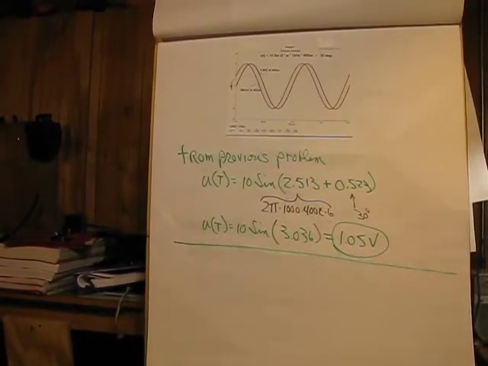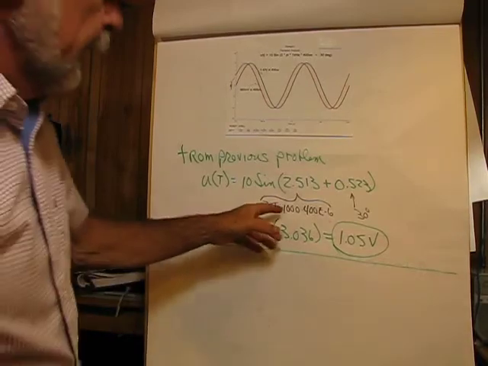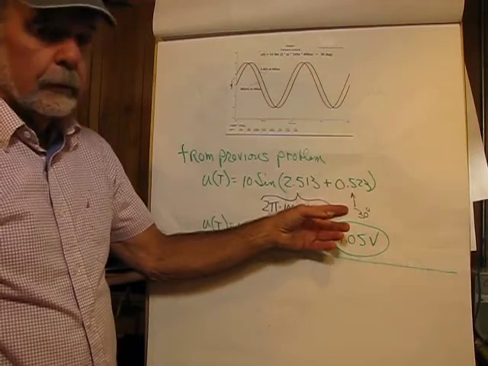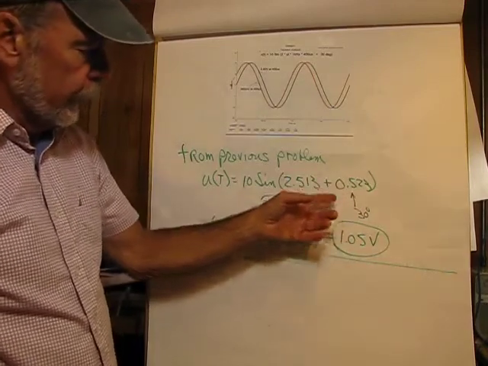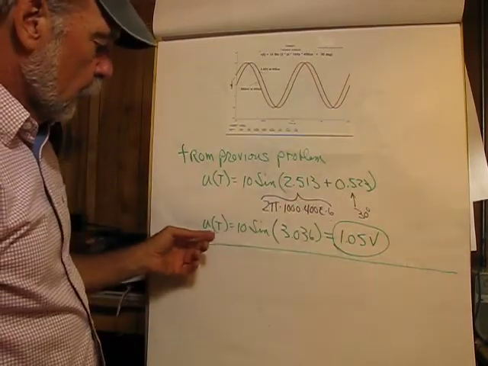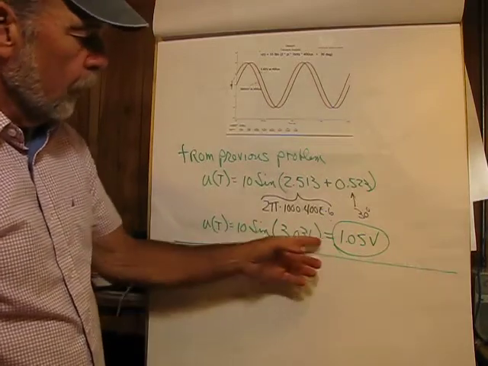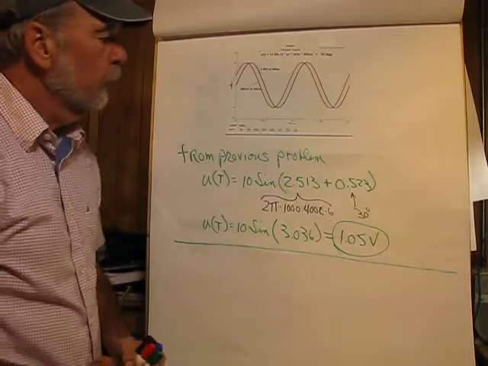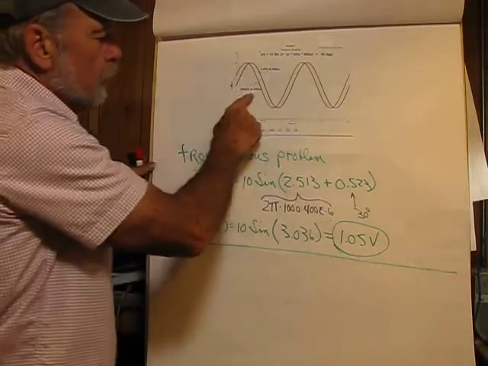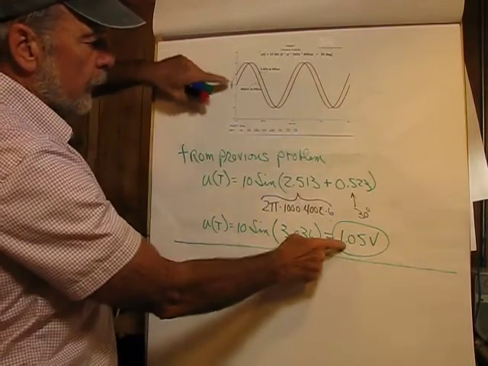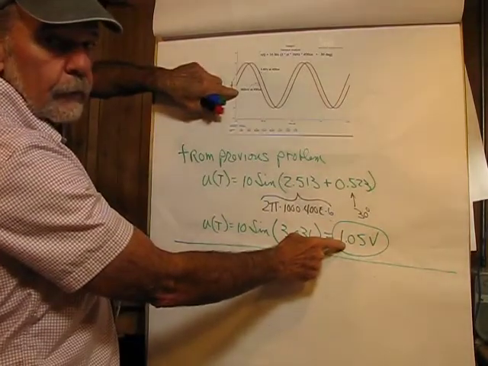So from the previous problem, we had our 2 pi ft sitting here. Now we're going to add in our offset. 30 degrees, convert into radians, and that'll give us a total of 3.03 radians, which gives us 1.05 volts. Now, this is telling us it's 983 millivolts, and I'm okay with the difference in this.